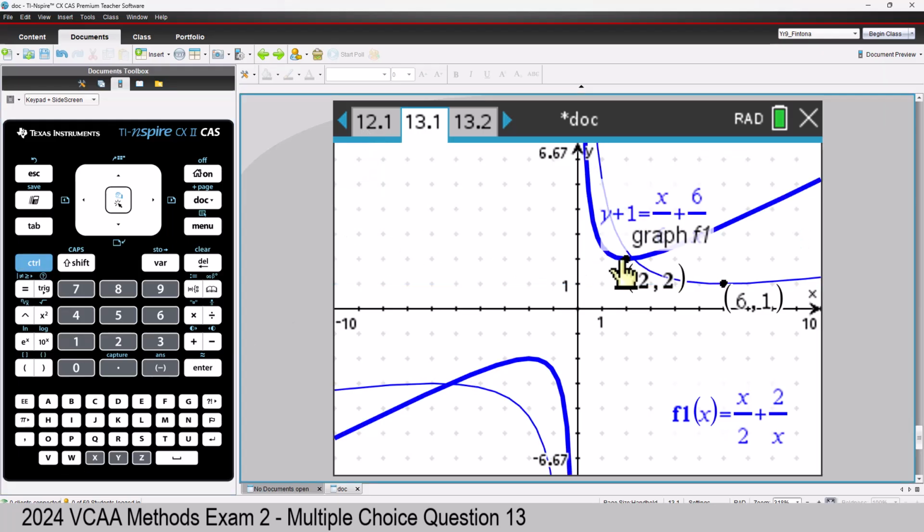And look, it aligns perfectly to our translated point. There are more questions just like this in the student section of the Texas Instruments website.